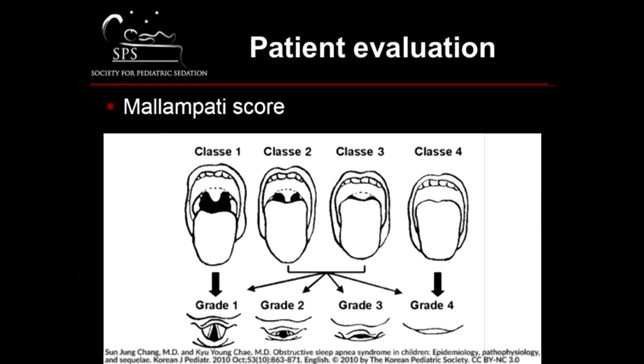The patient is classified a Mallampati 1 if the examiner can see down to the tonsillar pillars, class 2 if the examiner can visualize just the full uvula, class 3 if only the soft palate can be seen, and class 4 if the hard palate is all that is visualized.